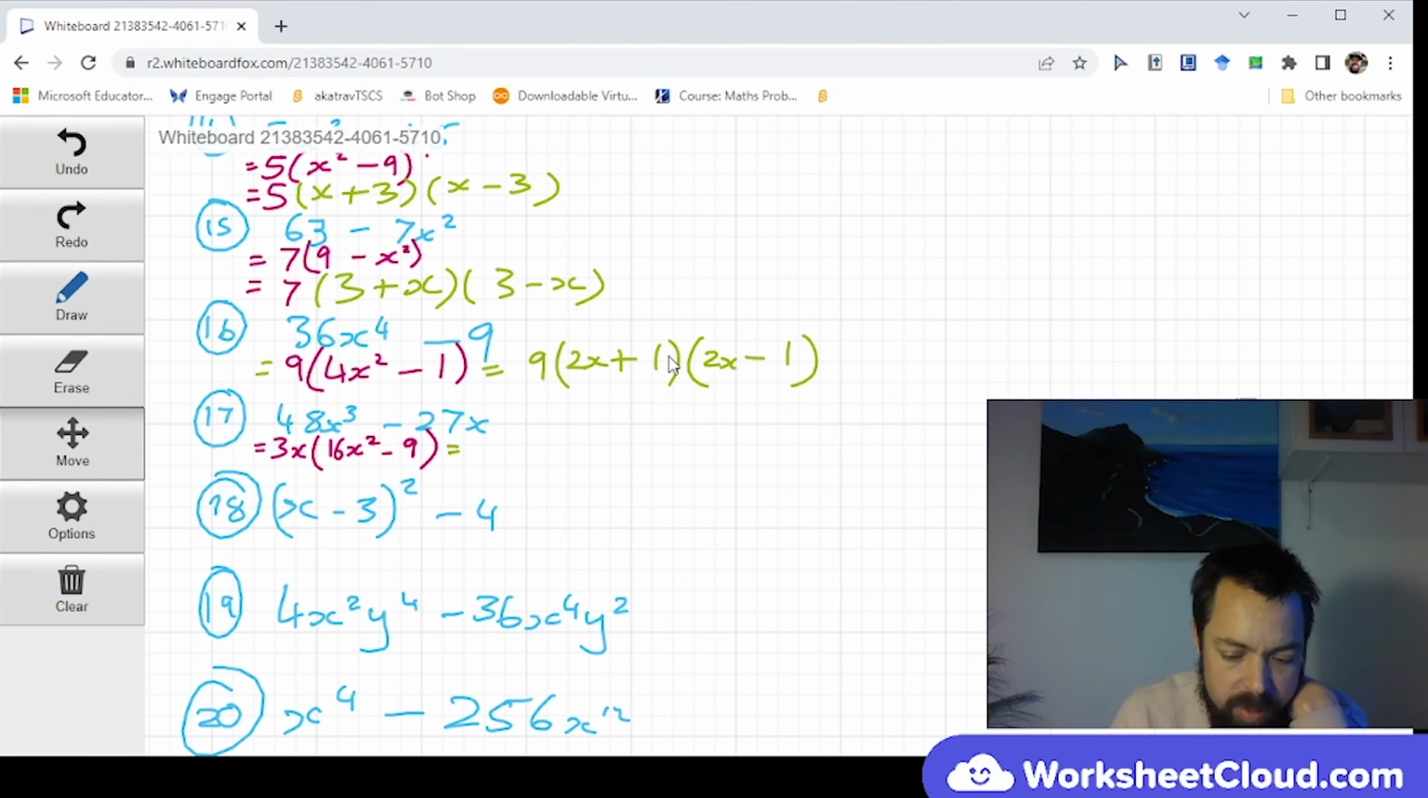There we go. 16x squared and 9 are both squared numbers, so we can then go to our next step, keeping 3x on the outside. We're going to have two brackets, 1 plus, 1 minus, 4x, 4x, and 3 and 3. That's our final answer.